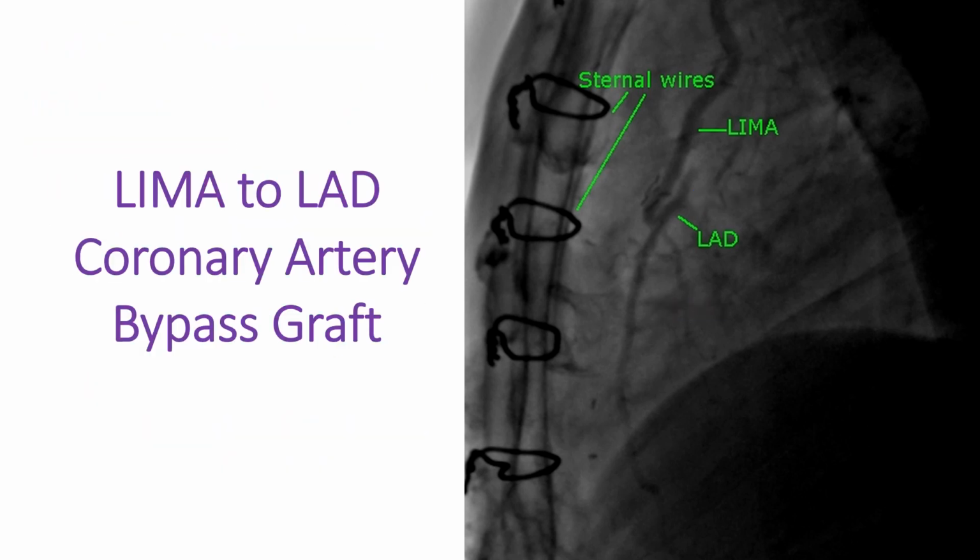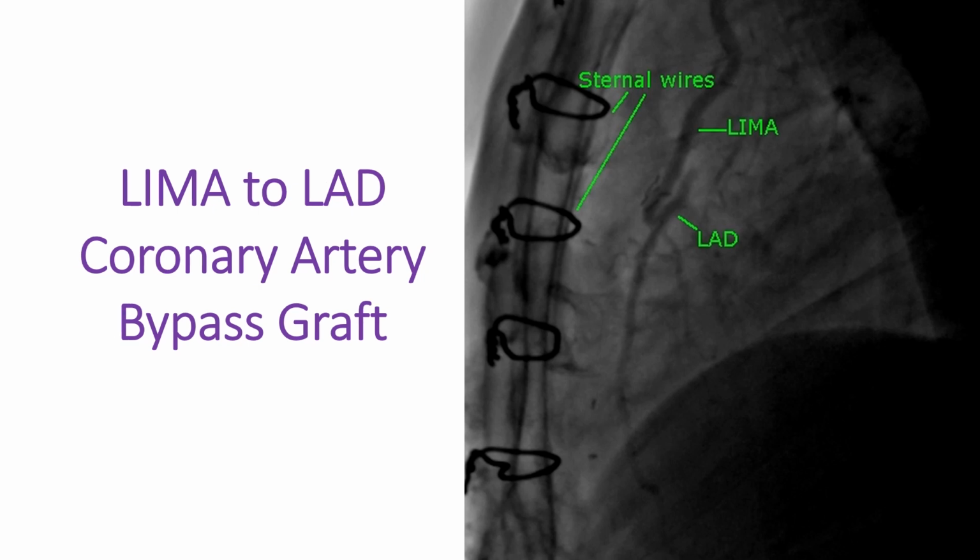Here the LIMA graft is imaged in the lateral view. The image has been darkened a bit by post-processing to visualize the LIMA and LAD well. Since it was an injection into the left subclavian artery just near the LIMA ostium, the contrast density was a bit lower than that of a superselective LIMA injection. The sternal wires indicate the post-sternotomy status.